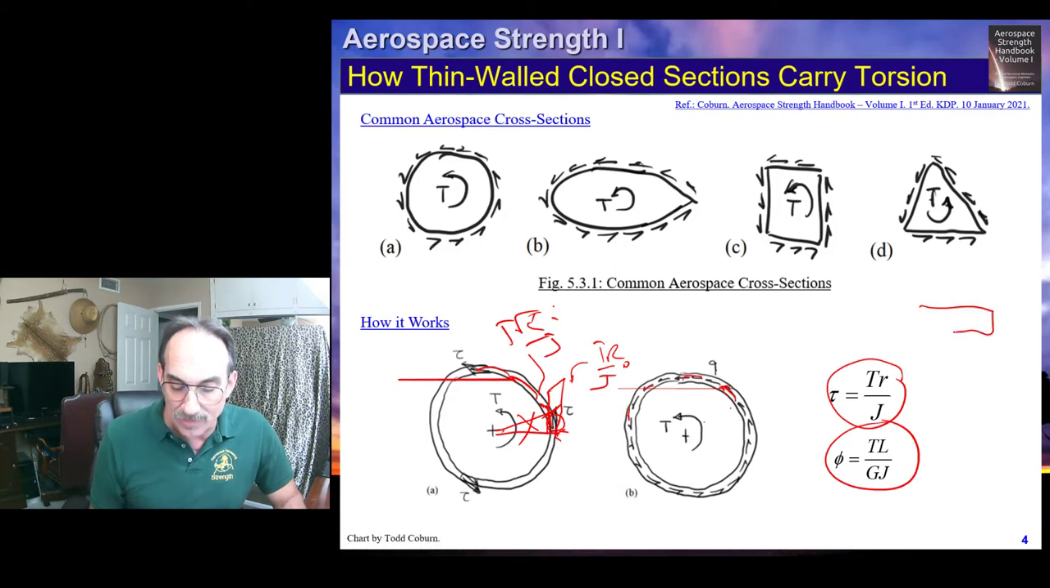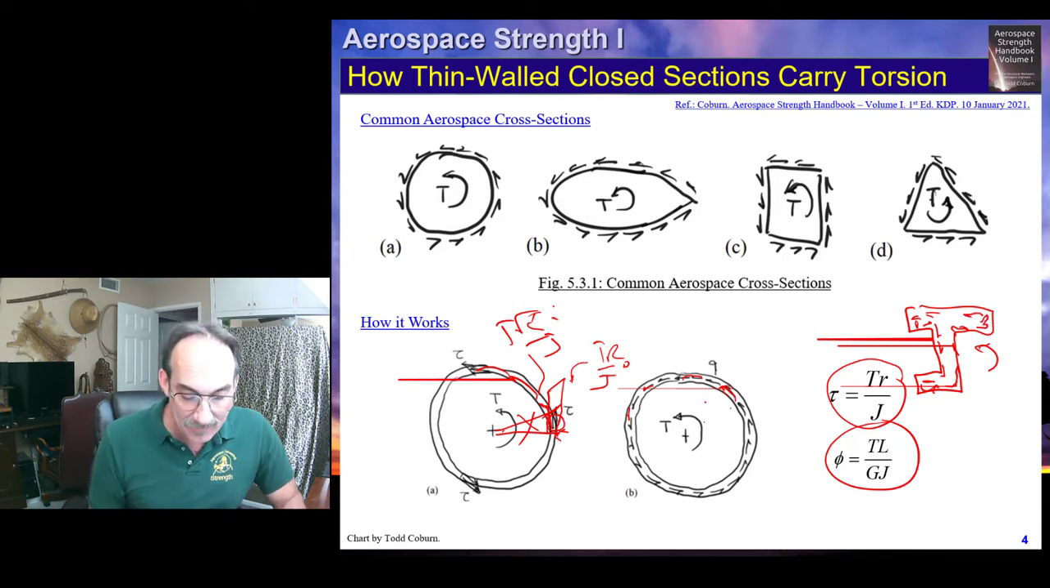Remember, the problem with a thin-walled open section is that as we try to react that torque, we're going to have an equivalent flow that goes like this, then it has to turn around and go down, turn out and turn back on itself. That's why it was so poor for withstanding torsion.